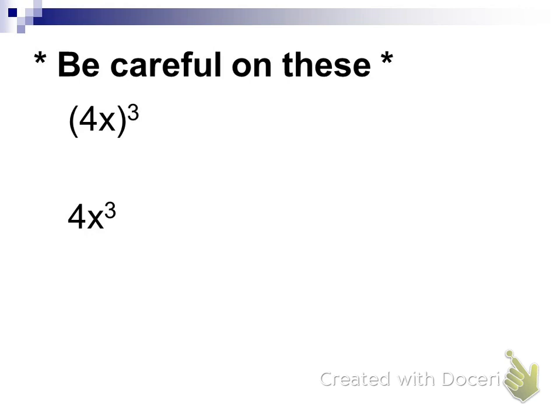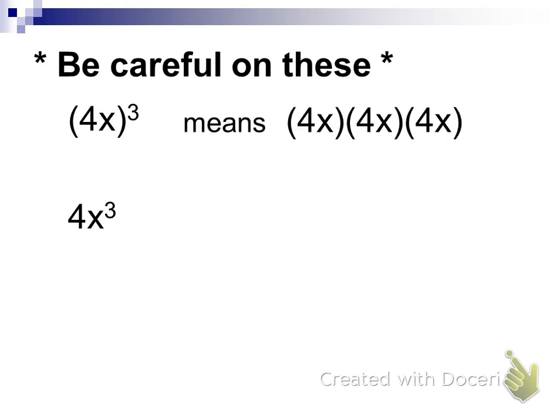Okay? So when you have 4x in parentheses to the third power, everything in the parentheses is being taken to the third power. So that's the same thing as 4x times 4x times 4x. Any questions on that?